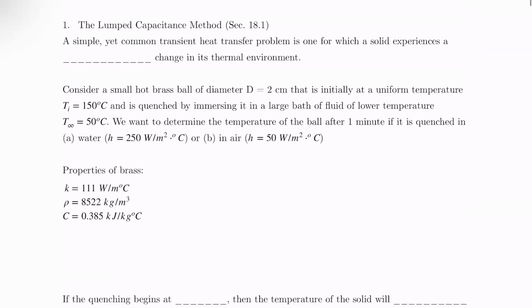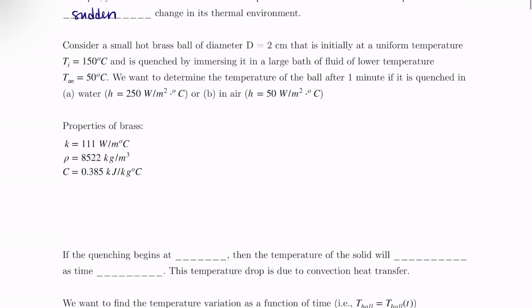Okay, so we're going to do this by using what is known as the lumped capacitance method. This is simple and common. These types of problems are ones in which a solid experiences a sudden change in its thermal environment. A good example to illustrate how we would use this process is the following, and we're going to use this example to develop the entire workflow of using lumped capacitance and to derive the equations that are going to be useful for you.